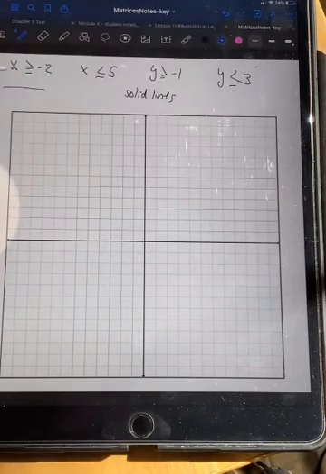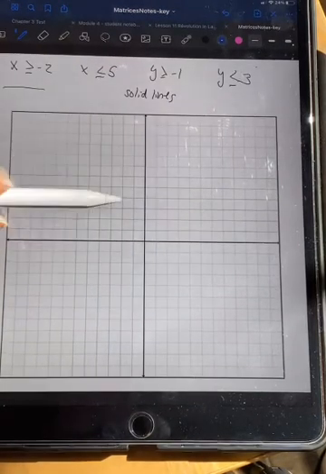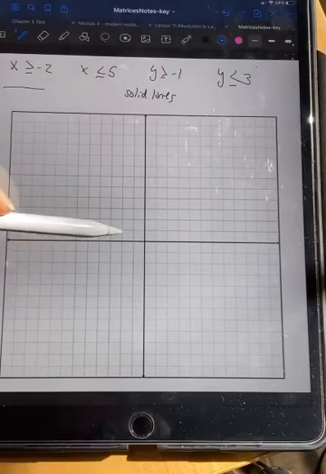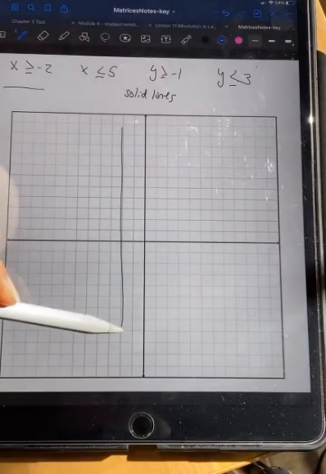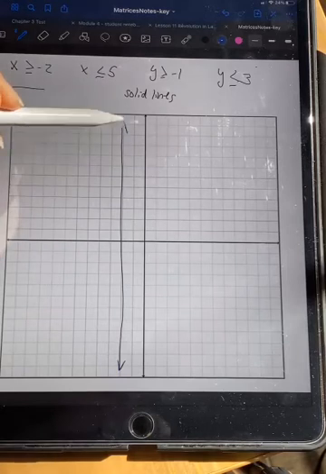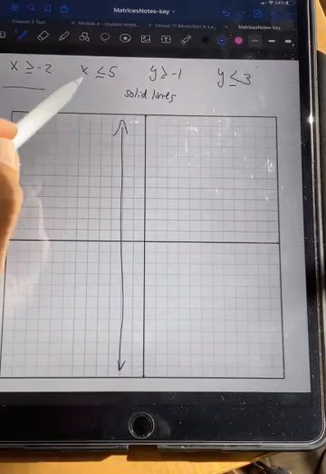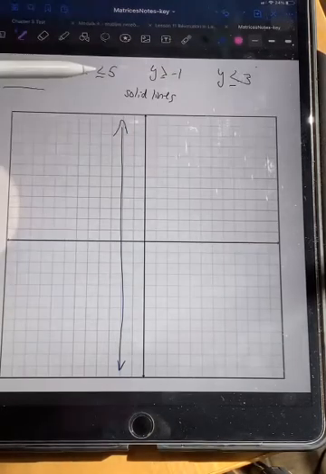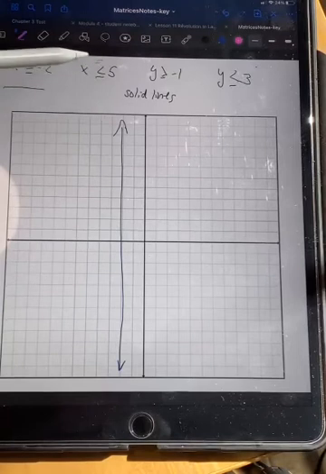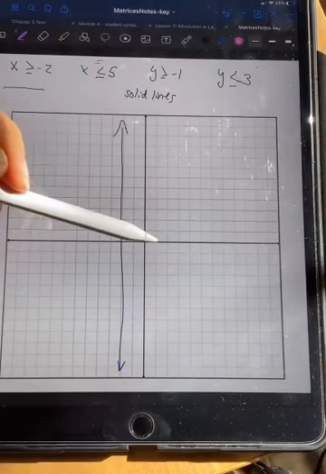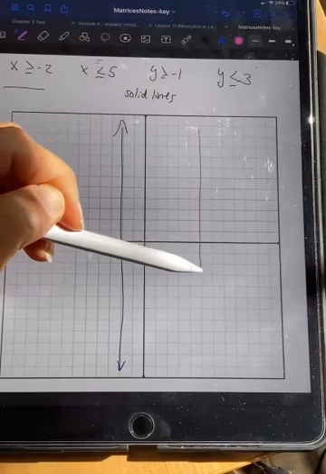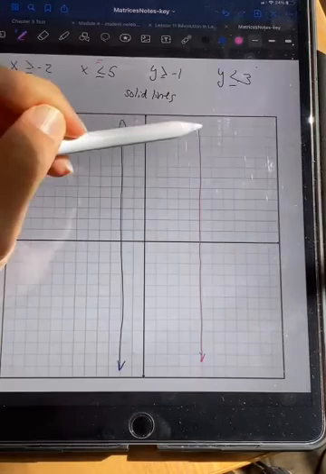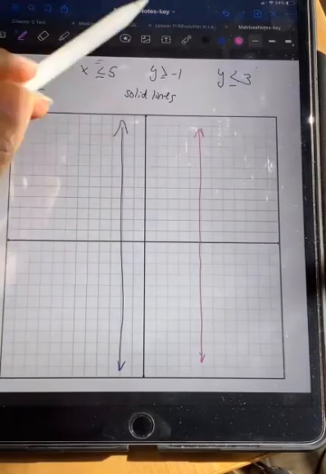Now, we're just going to start graphing them. So I'm going to do this first one. X is equal to -2. So if x is equal to -2, it means for every value of y, x is equal to -2, so I'm going to have a vertical line. Now I have x is equal to 5. Remember, we always graph it as equal to first. So 1, 2, 3, 4, 5. I've got another vertical line, all values of y, x is equal to 5.